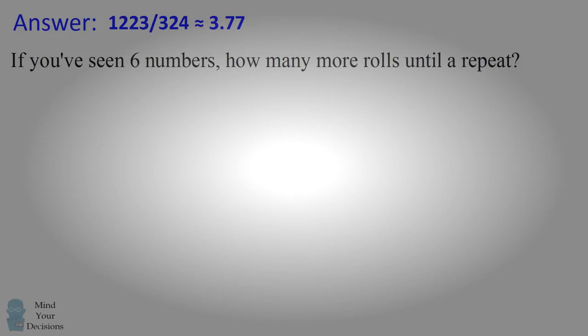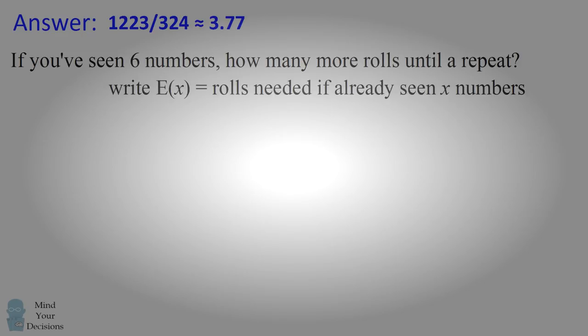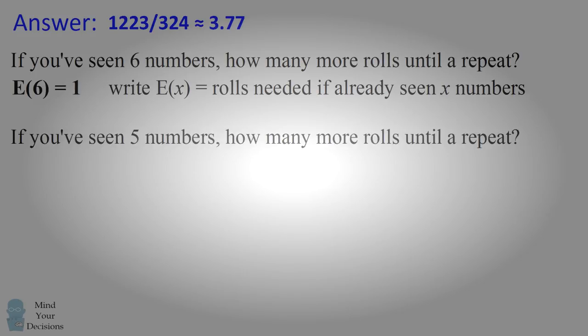But we're going to put this in a little bit of notation. Let's write e of x to equal the number of rolls needed if you've already seen x numbers. So we've solved that e of 6 is equal to 1. So let's work on this. What happens if you've only seen 5 of the numbers? How many more rolls until you see a repeat? We want to solve for e of 5. And we can do this based on knowing e of 6. It's a recursive formula.